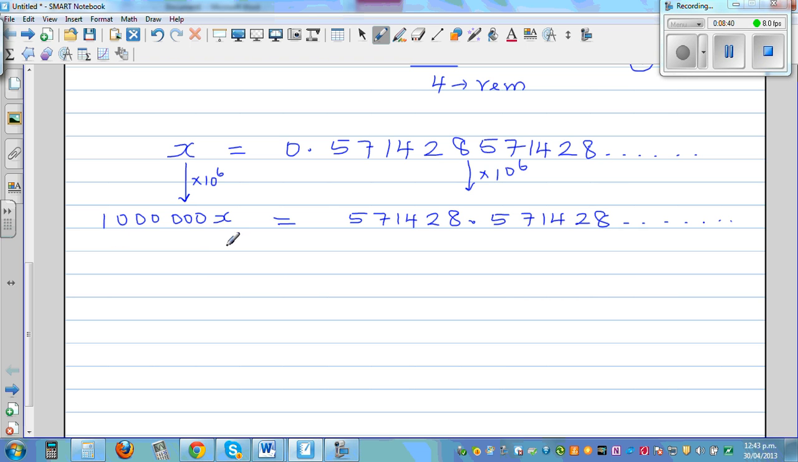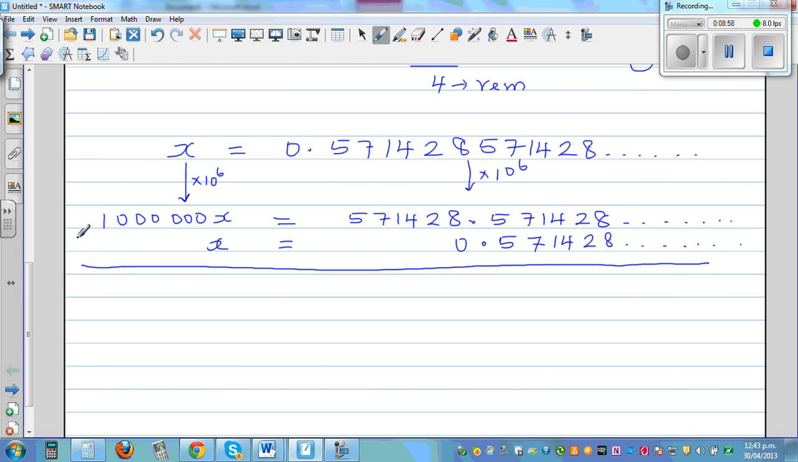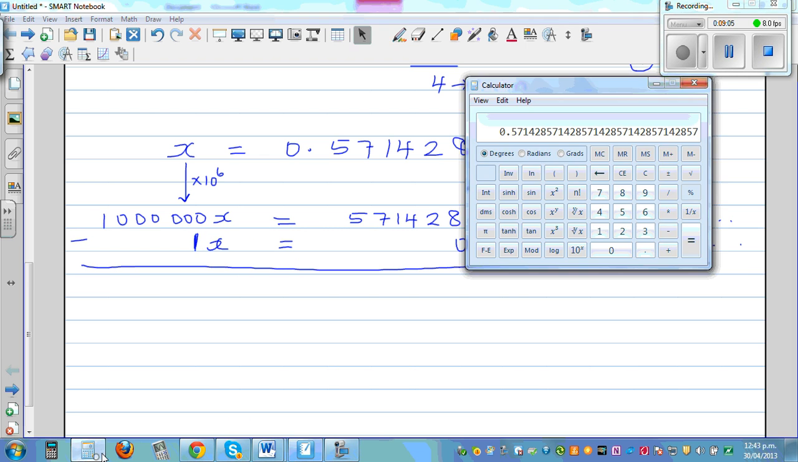Okay, so now what is x? So let me write x here. So x is 0.571428 recurring. This you will understand only if you have done a bit of algebra. So I'm going to take away. So this is 1 million x take away 1x. Okay, 1 million. So let me show this on the calculator. 1 million has got how many zeros? 1, 2, 3, 4, 5, 6.